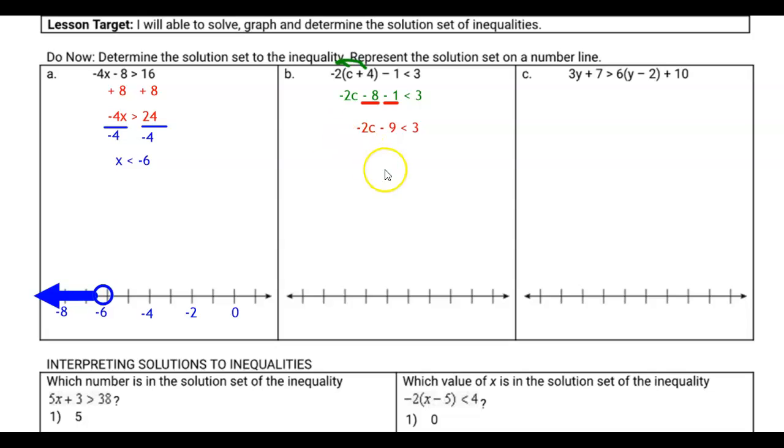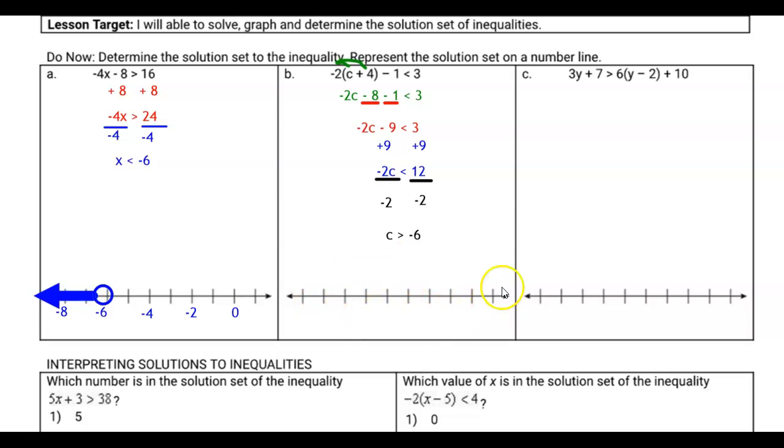Now I'm going to start using inverse operations. Now that I've done my distributive property and simplified, I can start using my inverse operations. I'm going to get this 9 to the other side by adding 9 on both sides. I have -2c is less than 12. These were inverses, so they eliminated each other, and 3 plus 9 is 12. Now I'm going to divide by -2, but again, dividing by -2, I need to flip my sign. My answer is c, the variable in question here, is greater than, see I flipped my inequality, -6.